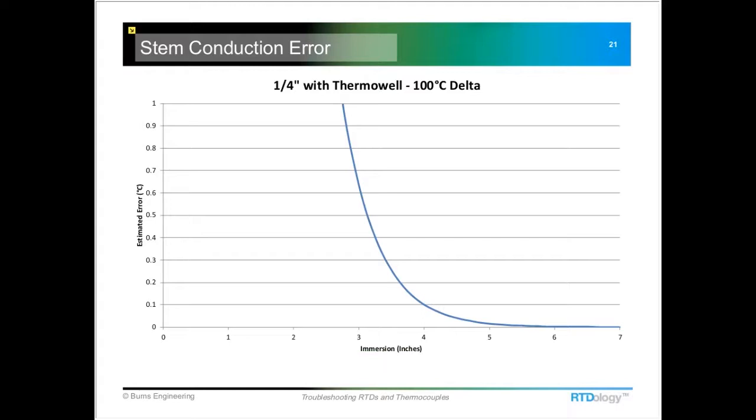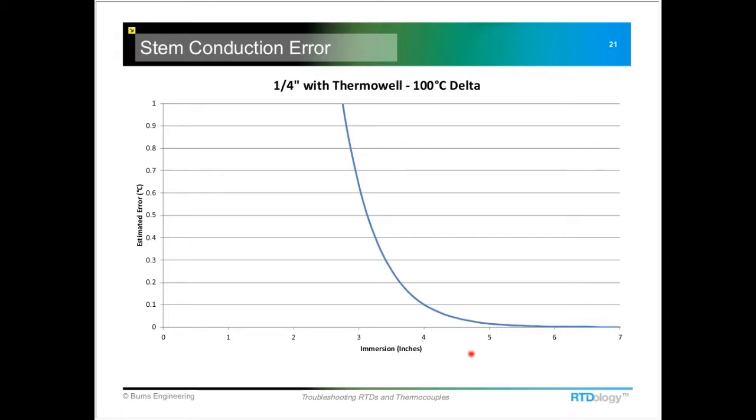And we can look at the magnitude of some of these errors. So if we have a 1/4 inch probe in a thermal well, and this is where it's fit up correctly, you've got a 1/4 inch probe and the bore diameter of the well is about 0.26. So it's put together correctly. If we look at the immersion length down here on the x-axis, we can see that we need about 5 inches of immersion so we overcome any of the stem conduction error source. And this is in a process that's running at 120 degrees C. Up here we have our 100 degrees C delta between the ambient condition and the process temperature.